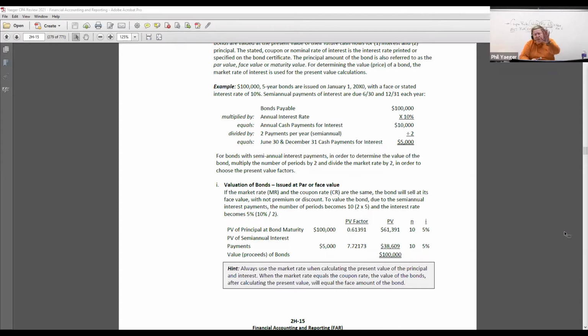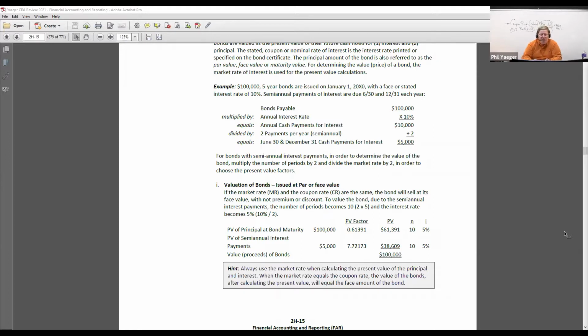For the 100,000, we'll take the present value of $1 for the number of periods. So if it's a 5-year bond here, how many periods are we discounting that 100,000 for? 10 periods. 5 years, semi-annual, is 10 periods.